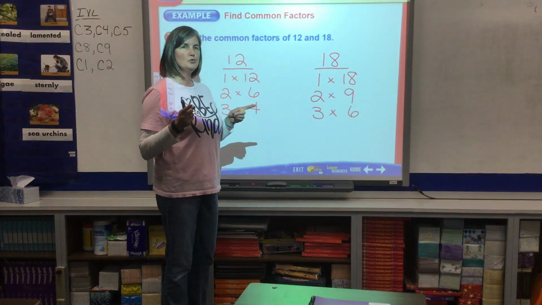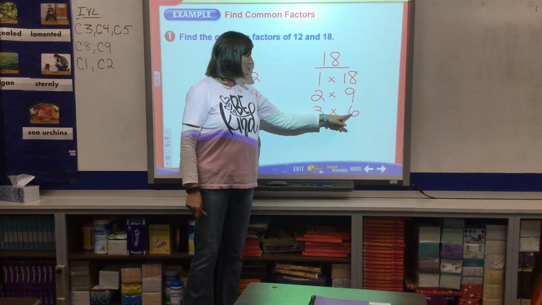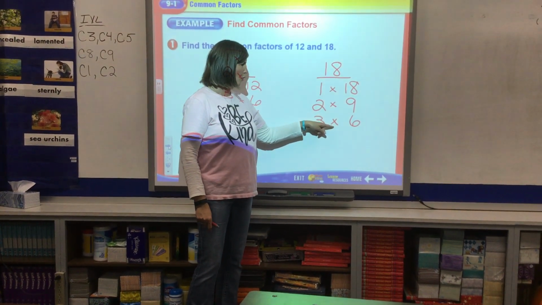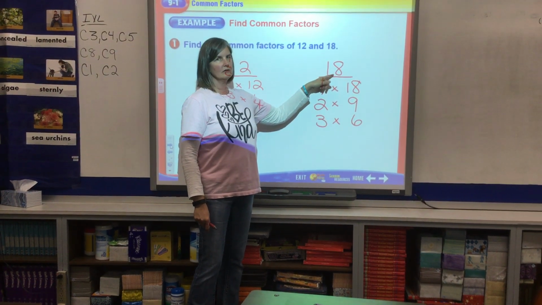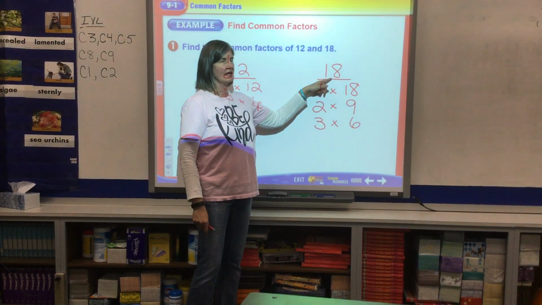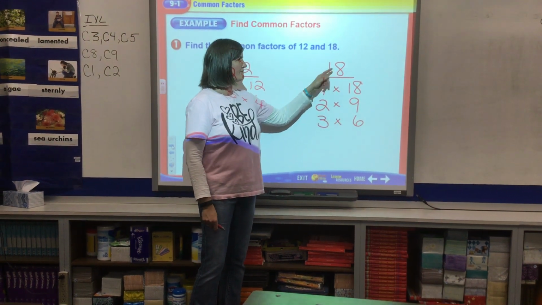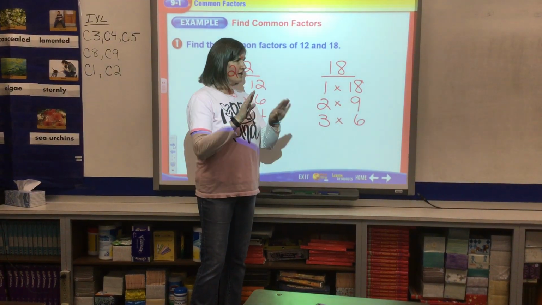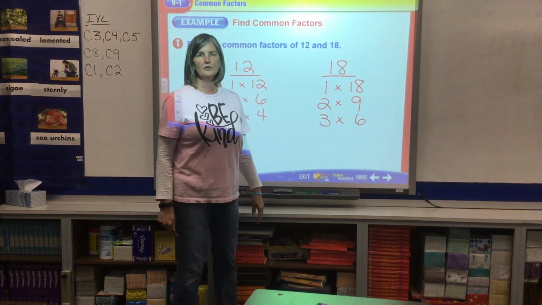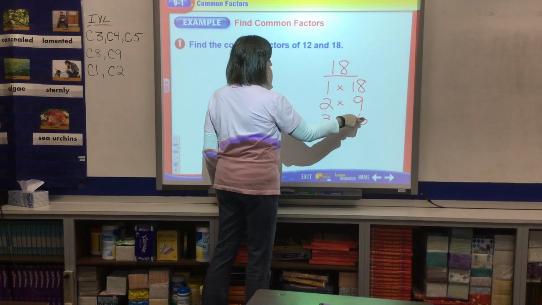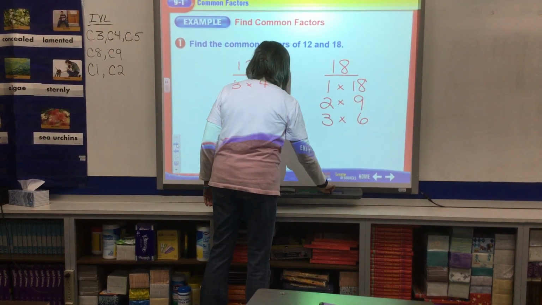Now, there are only 2 numbers we can try, and those are the 2 numbers that fall between 3 and 6. Does 4 go into 18? No, it doesn't. I can't multiply 4 by anything to get 18. And the other number is 5, and I also know that 5 does not go into 18. So then I know I am done. There are no other numbers I can try. So the factors of 18 are 1, 2, 3, 6, 9, and 18.